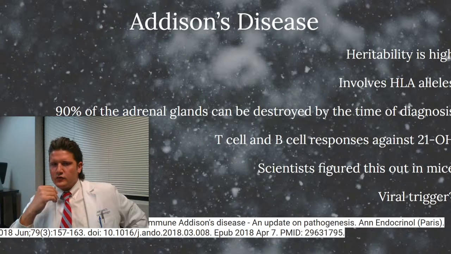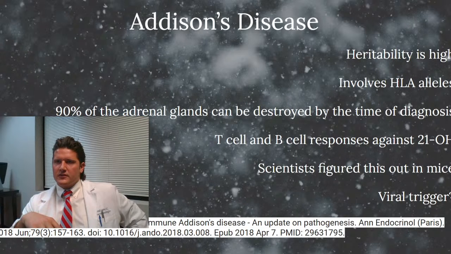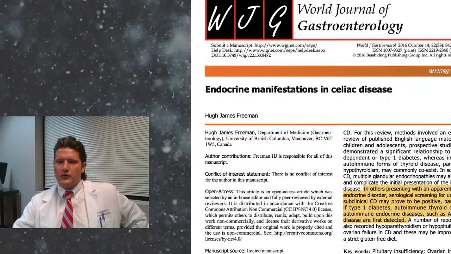And then a viral trigger seems to be a precipitating event for some Addison's patients. There's a lot of research on cytomegalovirus and herpes simplex virus type 1 reactivations, and maybe that is the trigger for the immune system to start attacking the adrenal gland in a genetically susceptible person.